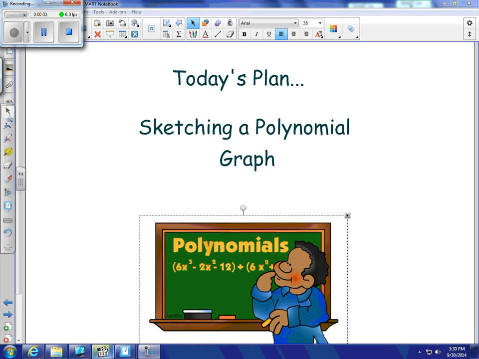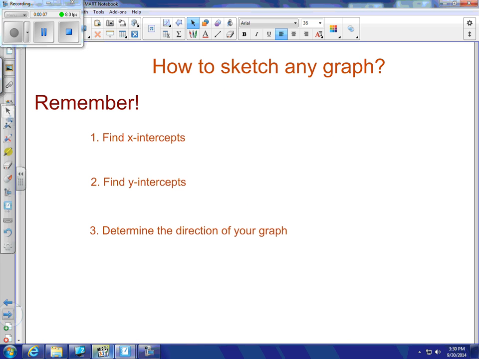is sketching a polynomial graph. So how do we sketch any graph? Remember, we got to find our x-intercepts, our y-intercepts, and then we got to determine the direction of our graph. That one is going to be a little different.